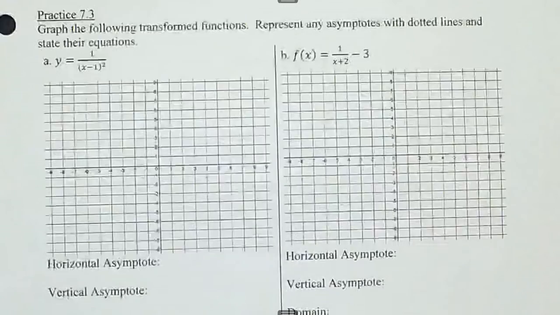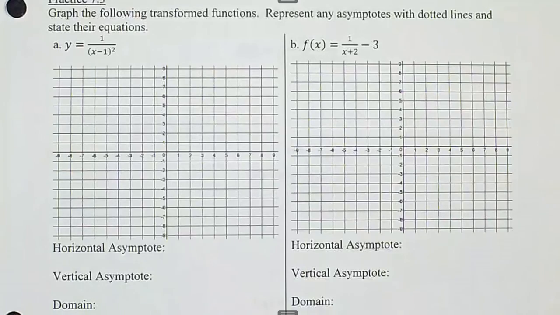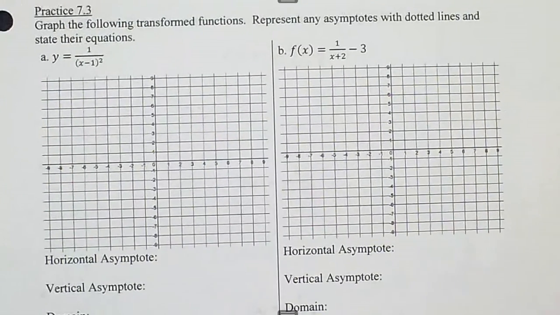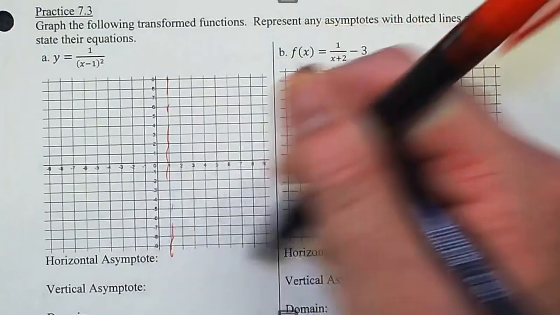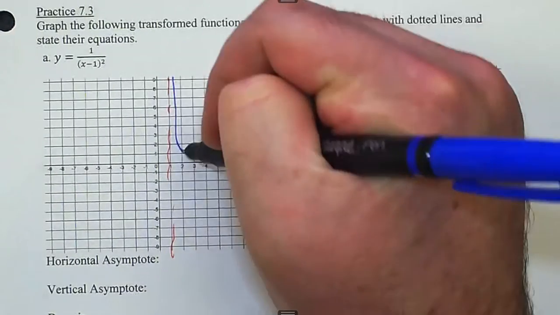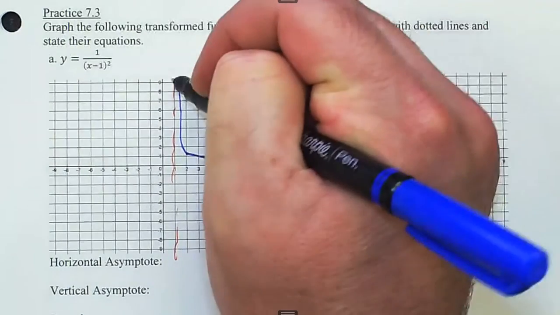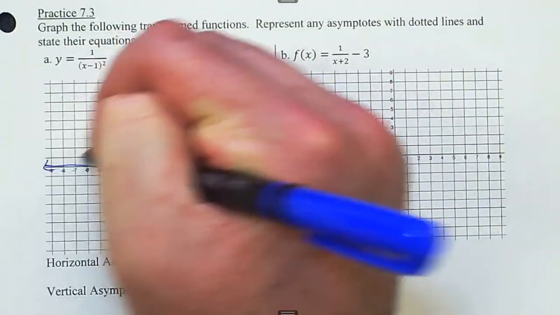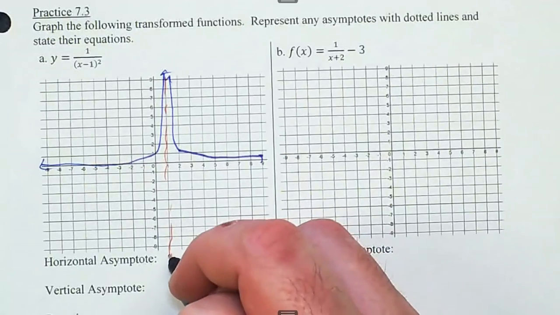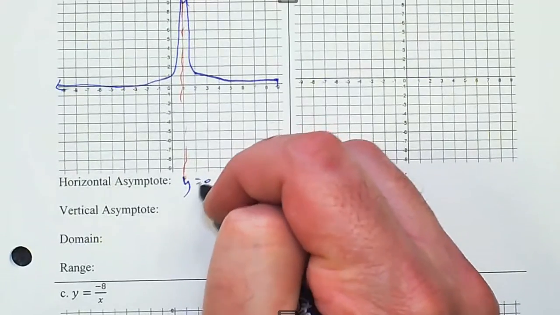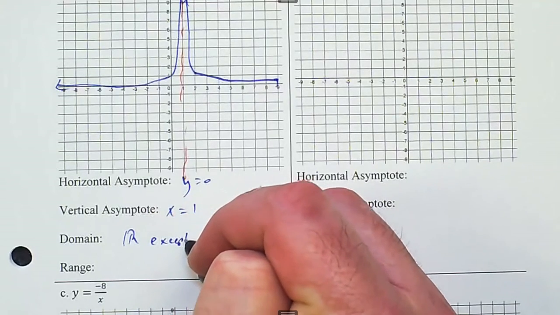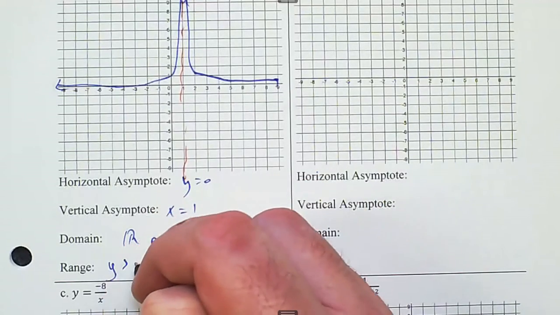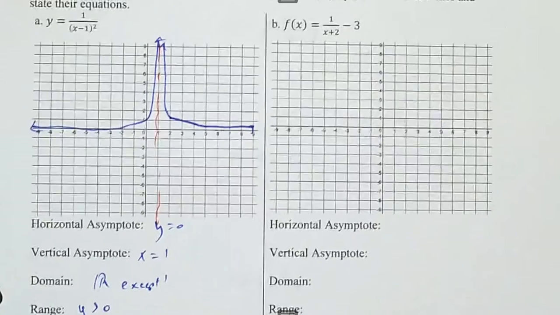All right, time for you to do some practice problems. Pause the video and give it a try. All right, let's see how you did. Shift this one to the right and make both sides go up. Horizontal asymptote, y equals 0. Vertical is x equals 1. Domain is all real except for 1. And the range is y is strictly greater than 0, or 0 to infinity.